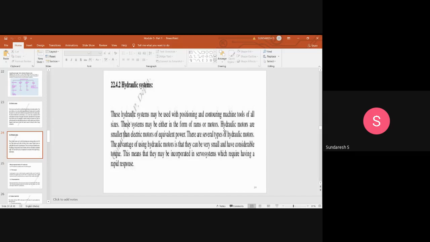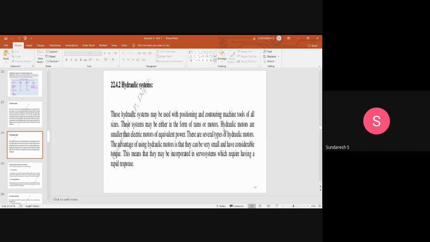There are several types of hydraulic motors. The advantage of using a hydraulic motor is that they can be very small and have considerable torque. This means that they may be incorporated in servo systems which require a rapid response. So generally they use hydraulic motors, and the size of the hydraulic motors is smaller compared to electric motors for an equivalent power.